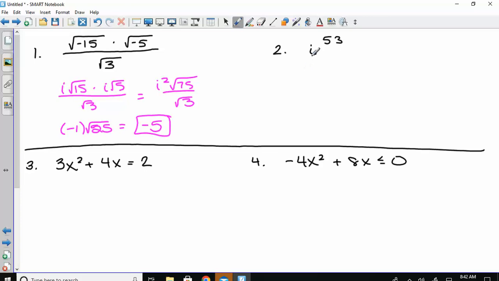All right, i to the 53rd. The thing about i's is that whenever we get 2 of them, it turns into negative 1. So if you have 53, how many groups of 2 can you make? 26. 2 times 26 is 52, so there is 1 left over. So i squared is negative 1 to the 26th times i. What is negative 1 to the 26th power? 1. And 1 times i is i.